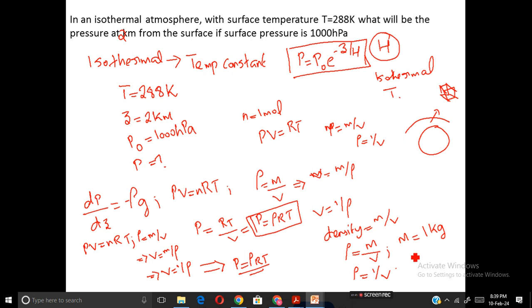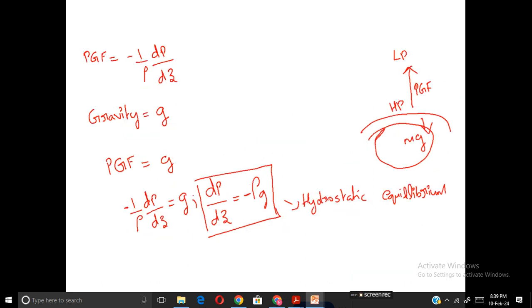Generally we represent most of the equations with respect to unit mass, unit volume kind of thing. That's why, just to simplify the equation, finally we will get P is equal to rho RT. I think it is clear.